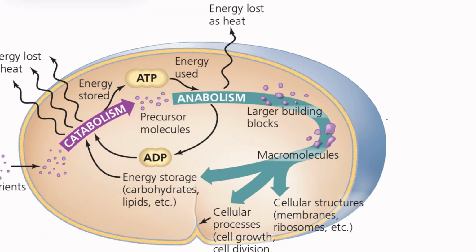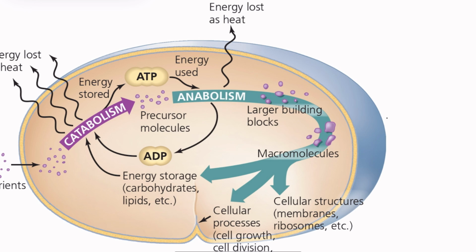Okay. So anabolic pathways use energy from ATP to build larger complex molecules like macromolecules from smaller building blocks, which is the precursor molecules right here. The ATP generated from catabolism provides the energy necessary for anabolism. ATP is broken down into ADP during these reactions, releasing energy. Anabolism creates larger molecules like macromolecules, which are essential for building cellular structure, such as the membranes and ribosomes. These macromolecules are also important for cellular functions like cell growth and division.